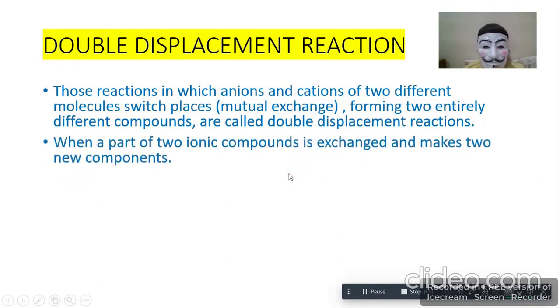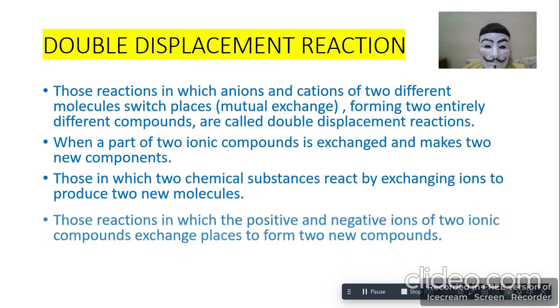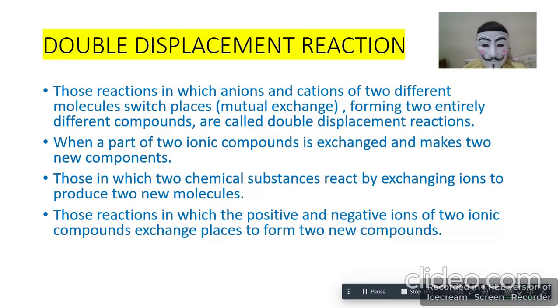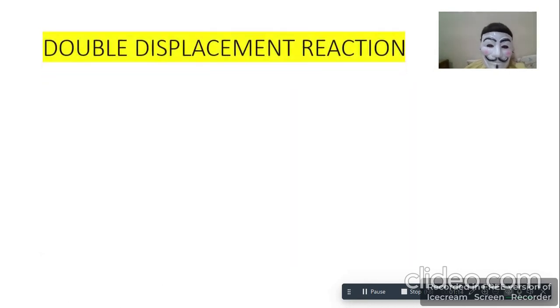When a part of two ionic compounds is exchanged and makes two new compounds, it is known as a double displacement reaction. Those in which two chemical substances react by exchanging ions to produce two new molecules, and those reactions in which the positive and negative ions of two ionic compounds exchange places to form two new compounds. So, exchange of ions or reactants. These were some simple points for you to remember, bullet points actually. So, let's see.